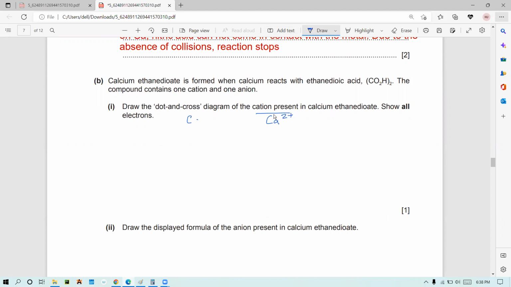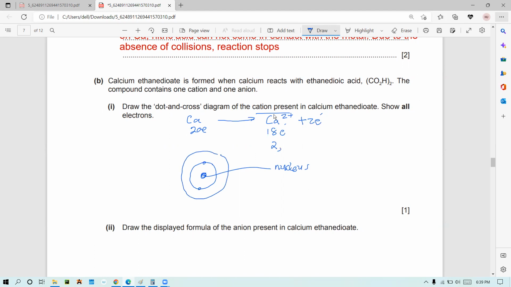Calcium has 20 electrons. But when calcium makes calcium 2+, it gives out 2 electrons. And calcium has 18 electrons. So this 18 electrons should be shown. First, I'll draw the nucleus. Around the nucleus, you have the first quantum shell, and that shell can have 2 electrons, followed by the second shell.